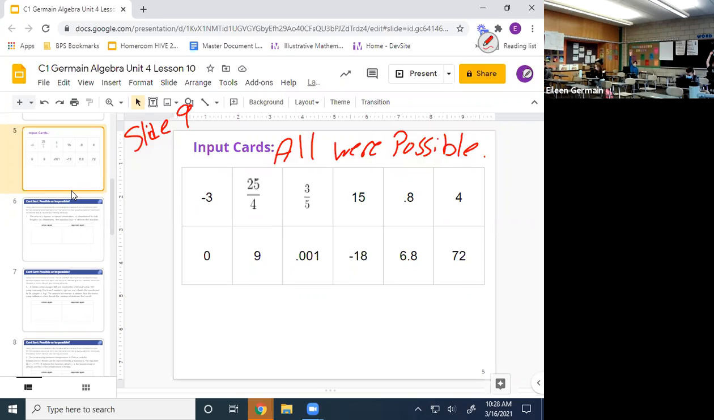Can I come back? John. This is for slide 8. Yes, good catch. Thank you. Why are they all possible? I just got confused. Okay, so which ones did you think weren't possible then?